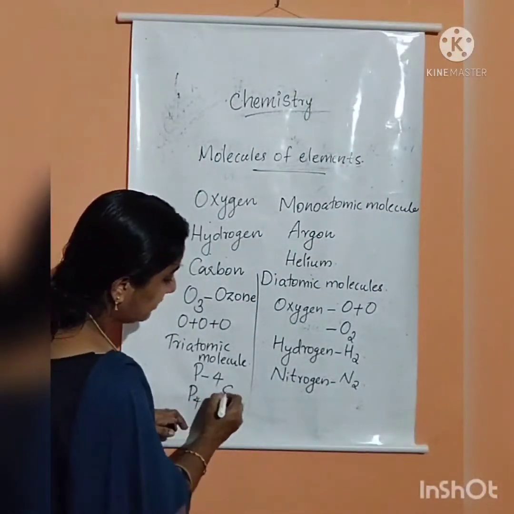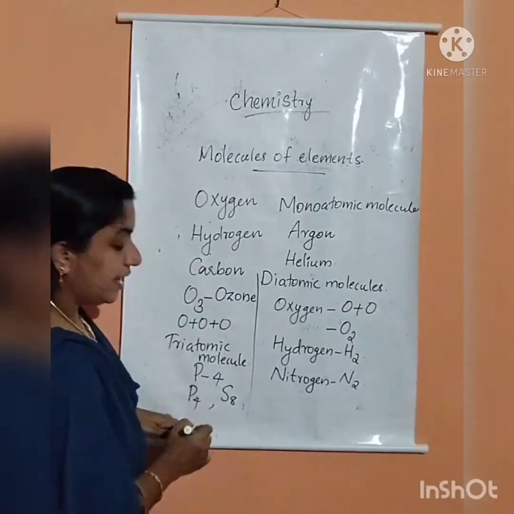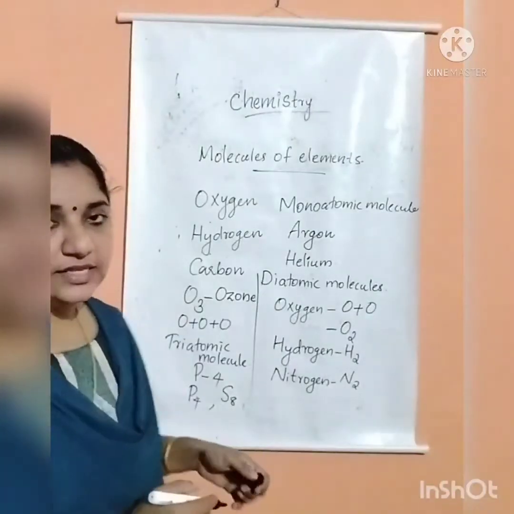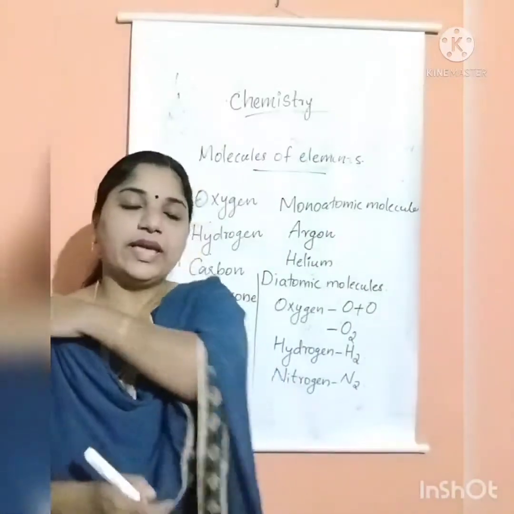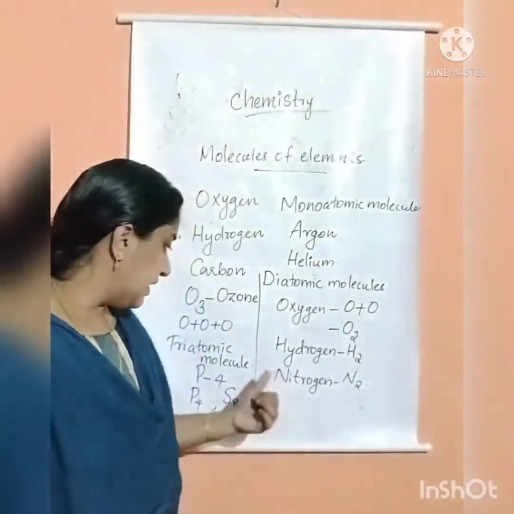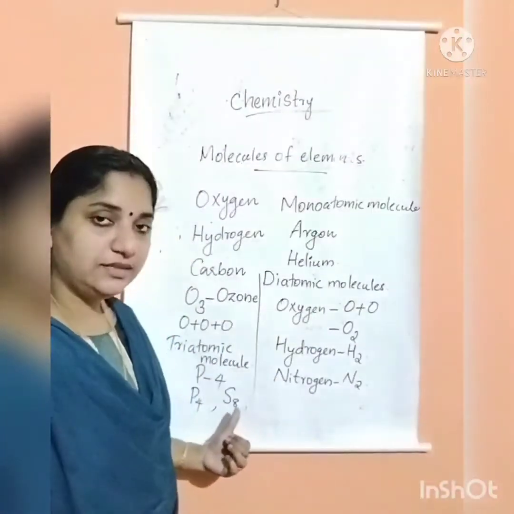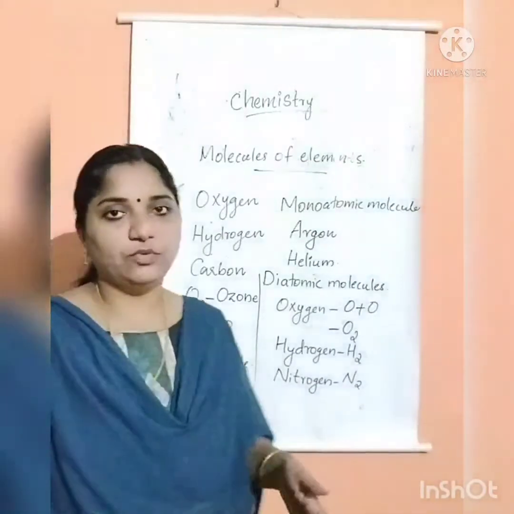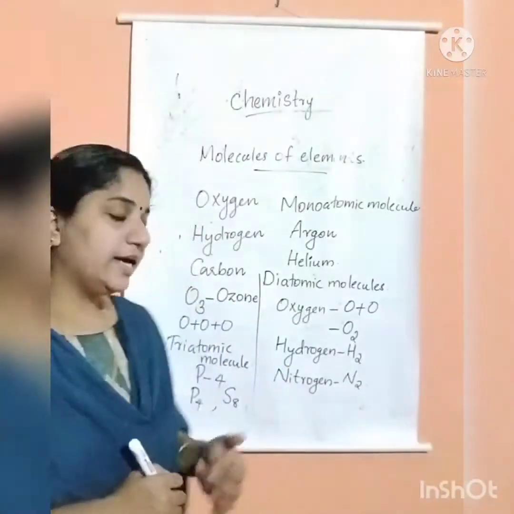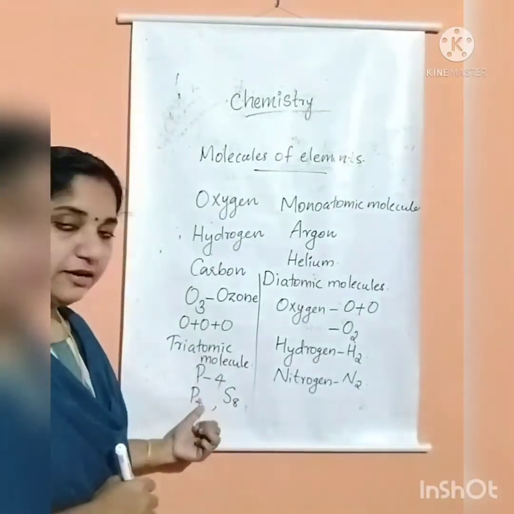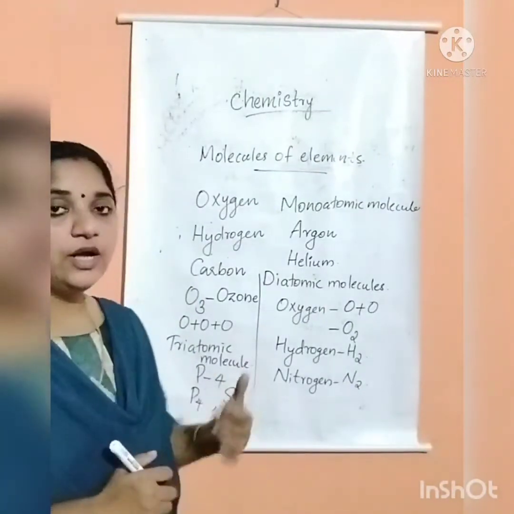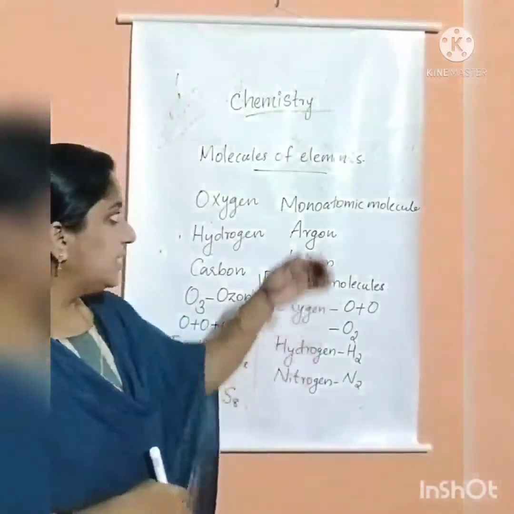P4. Then sulfur. Sulfur contains 8 atoms of sulfur. Sulfur molecules contain 8 atoms of sulfur. So they are polyatomic molecules. P4, sulfur, phosphorus and sulfur are polyatomic molecules.